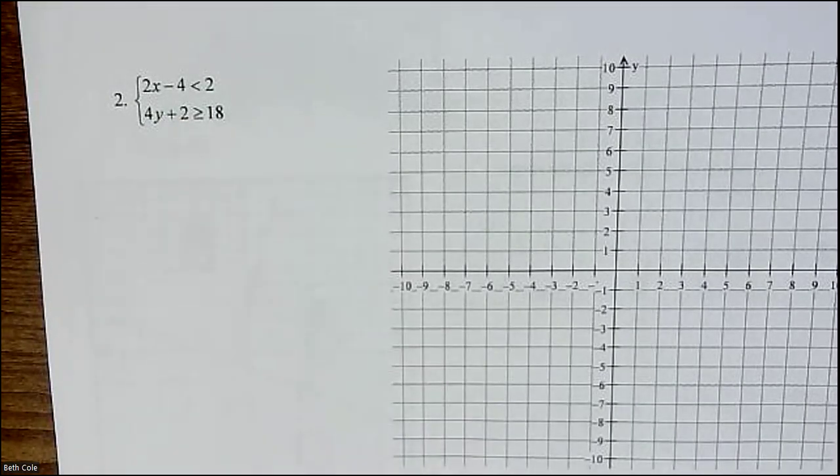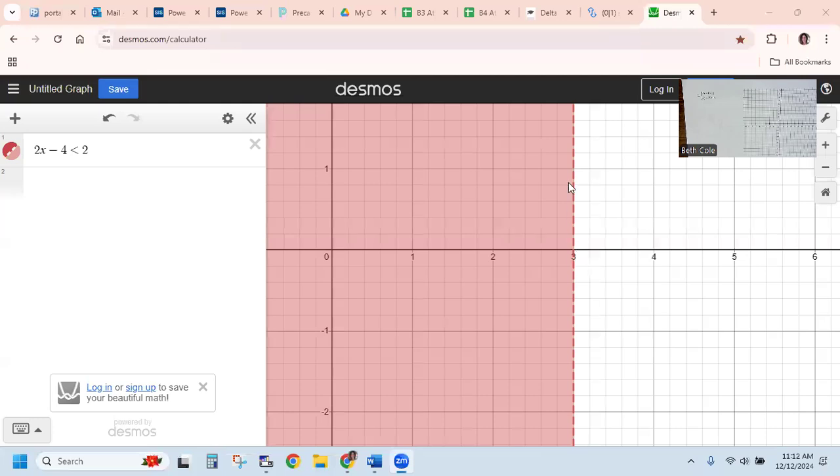So let me share screen again. It's a vertical line at where? 3. Do you see that there? Thank you. You guys all okay? All right, vertical line at 3. What kind of line? Dotted. Dotted, thank you. And you're going to shade to the left.